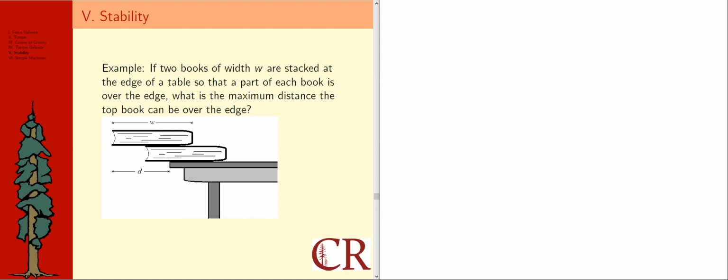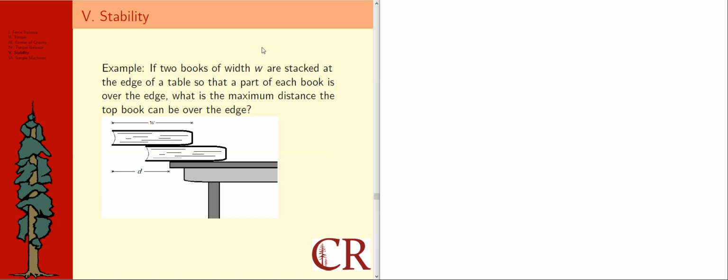If two books of width W are stacked at the edge of a table so that a part of each book is over the edge, what is the maximum distance the top book can be over the edge? What we mean by that is, what is the maximum extent to which the top book can reach over the edge? In other words, this distance D here, where we're given that defined width W for each of the books.